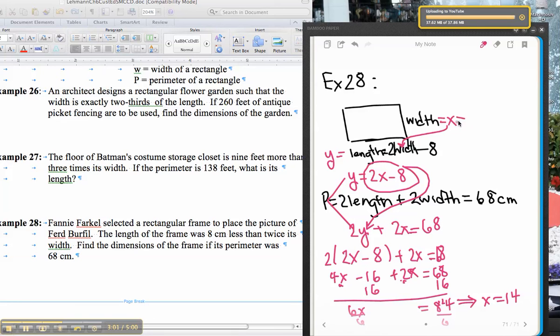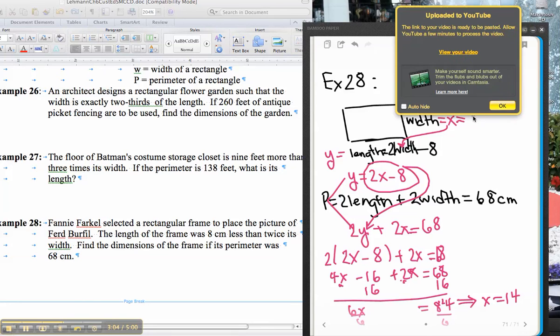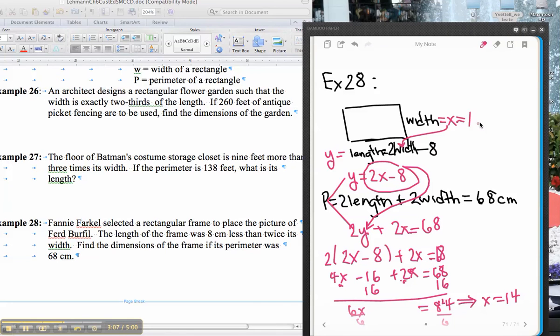So now we know the width of this frame is going to be 14, and those are centimeters, and we don't want to forget the units, right, because units are very important. So 14 centimeters for the width, and then we're going to substitute that in for the expression here. So we know that the y is going to be 2 times 14, and then minus our 8. So we have 28 minus 8, which is going to give us 20. And so we know our length is going to be 20. So the length is equal to 20, and those also are centimeters. Don't forget to write that.